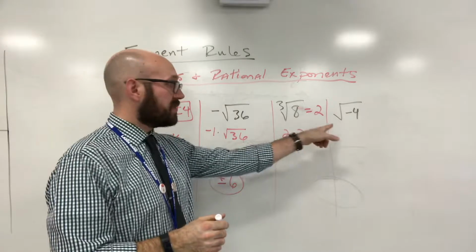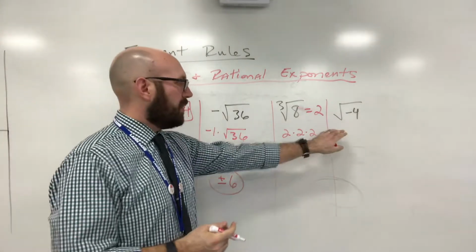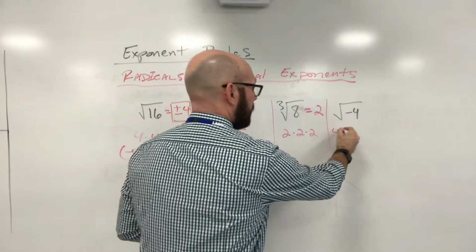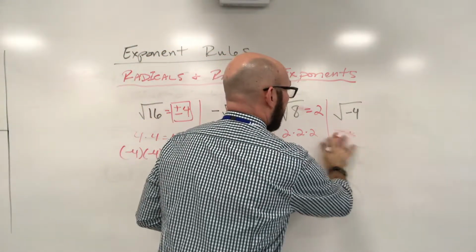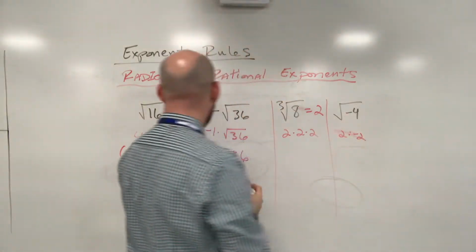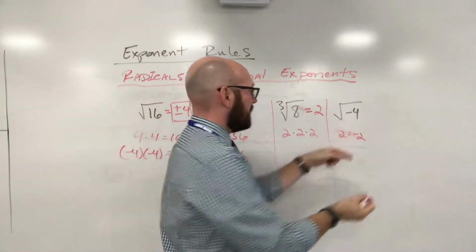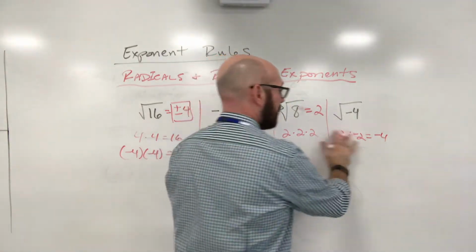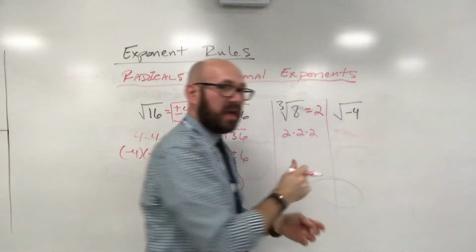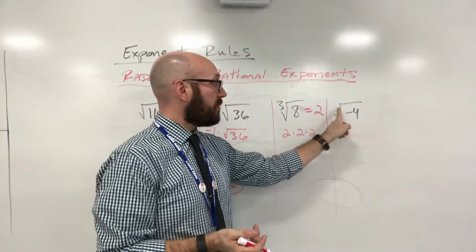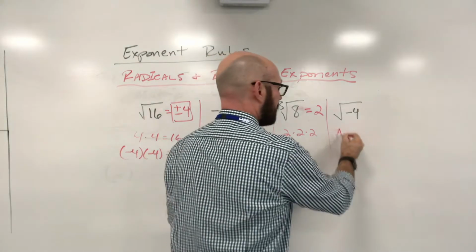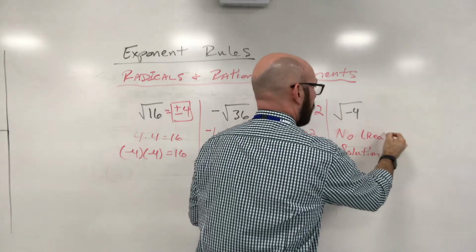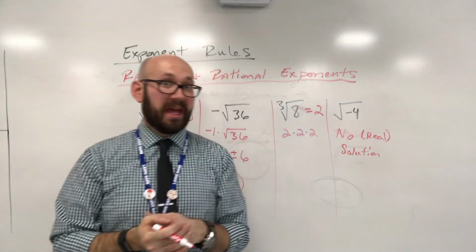All right, finally we've got the square root of negative 4. Turns out we don't have a number that's going to multiply exactly by itself to give us negative 4. Looks like I can do 2 times negative 2 gives me negative 4, but I need to take the square root of it. These two numbers need to be exactly the same, so that's not going to work. And there's no way that that will ever work. So when we take the square root of a negative number, we get no solution. And I'm going to put in parentheses no real solution, and we'll talk more about that in a future video.